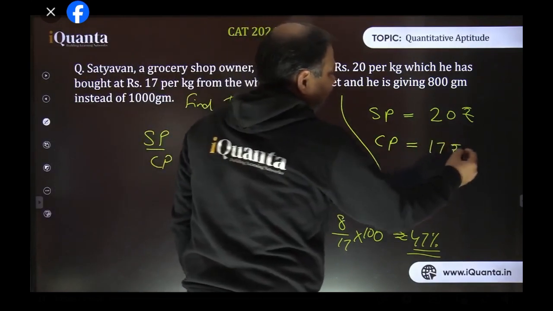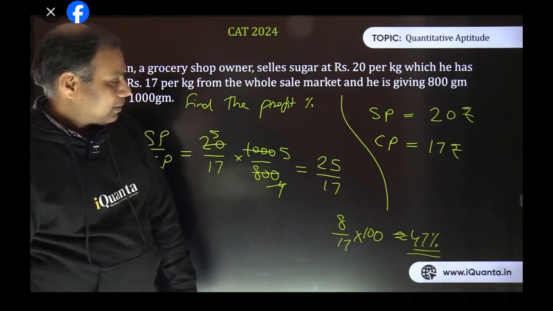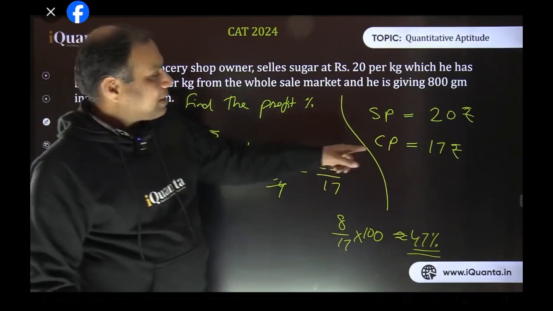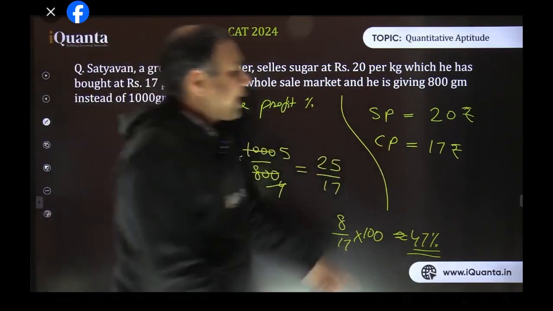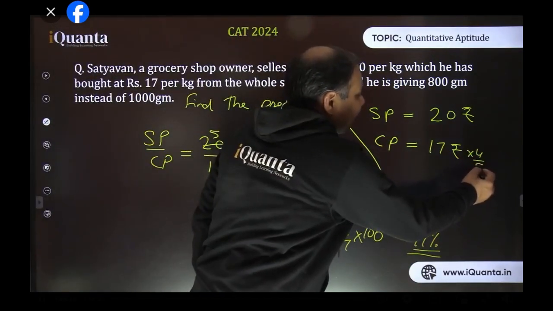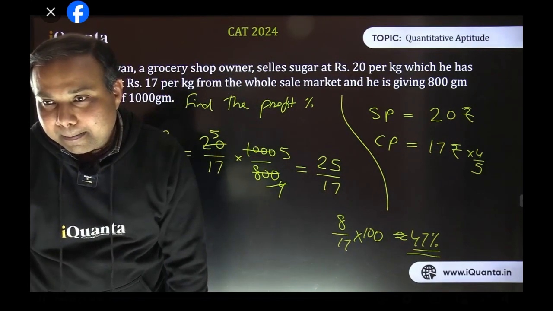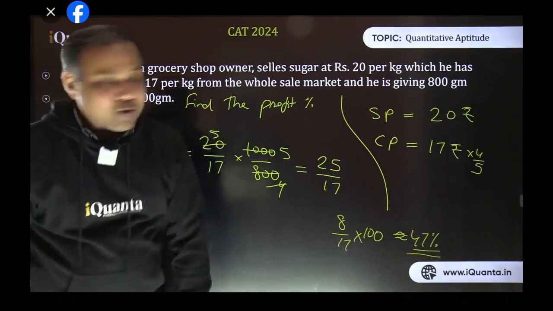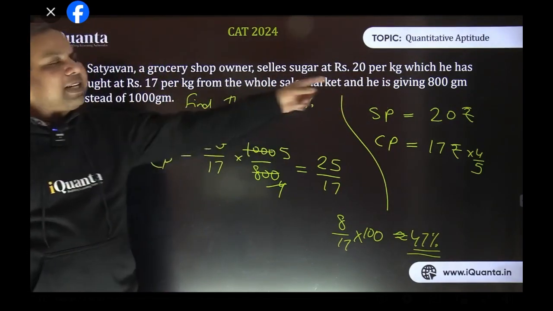But in this case, is the actual CP 17? No, because he is giving less quantity. He is giving 800 instead of 1000 gram. So I have to make it 8 by 10, or 4 by 5. Fine. So that is our actual CP. Is it okay? 20 by 17 were the values, na? That was the price. And this 1000 by 800 gram is because of the cheating in the quantity.